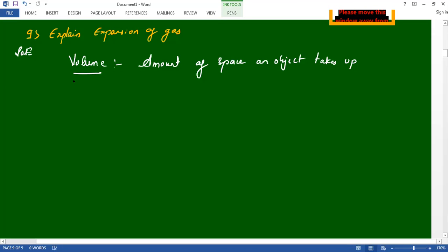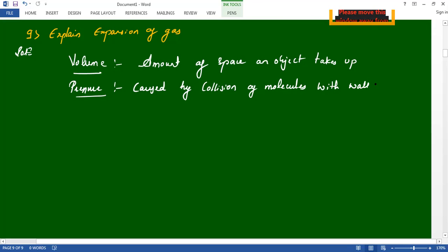Let us learn about pressure. Pressure is caused by collision of molecules with the wall of a container. We can write walls of container.